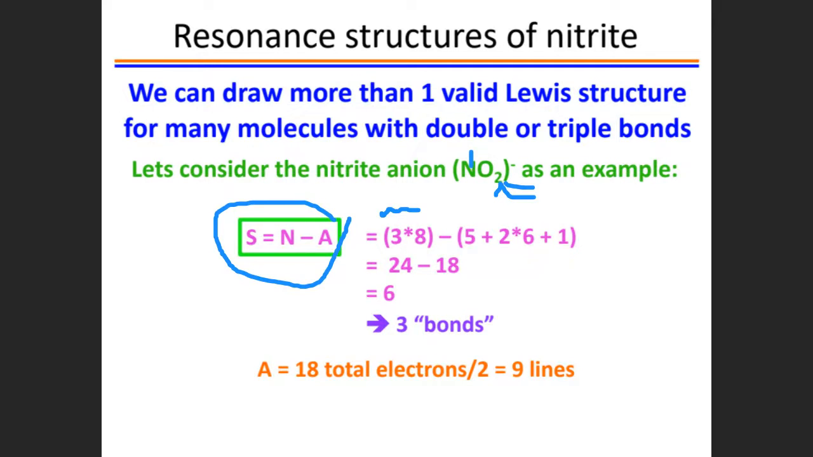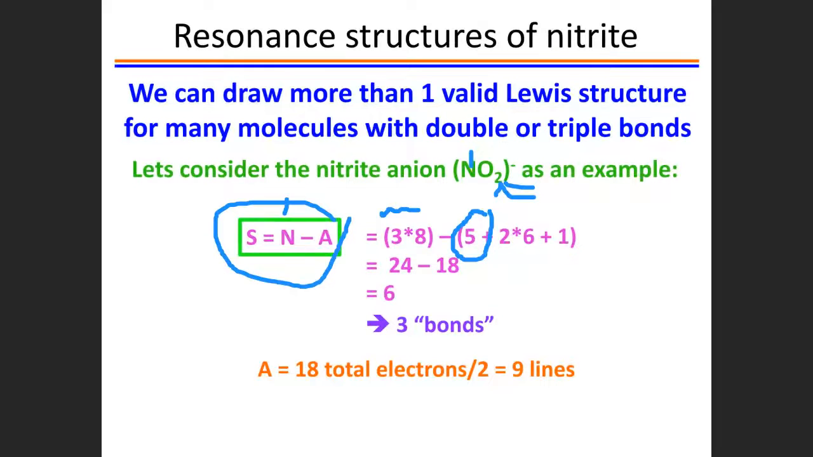We know the nitrogen valence electron is 5 and oxygen valence electron is 6. So we have total 3 atoms, 2 oxygen, 1 nitrogen. That's why 3 times 8, N. And minus A, valence electron for the nitrogen 5, and oxygen 2 times 6.